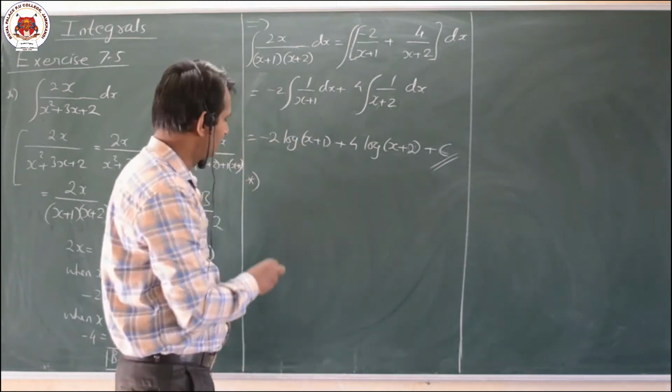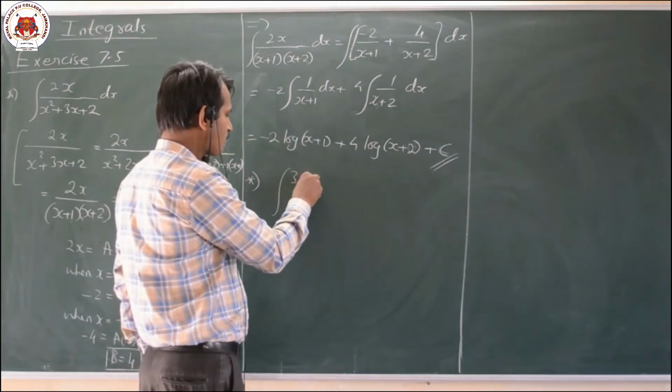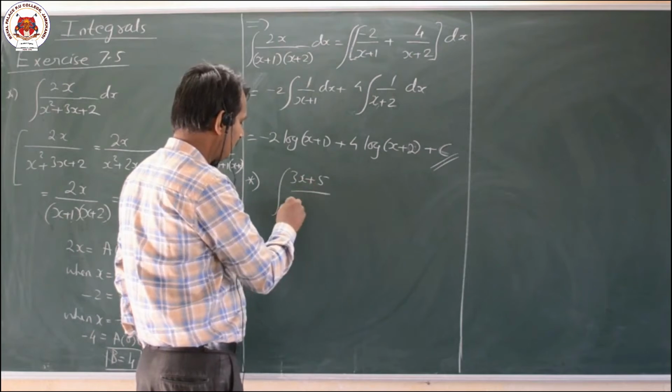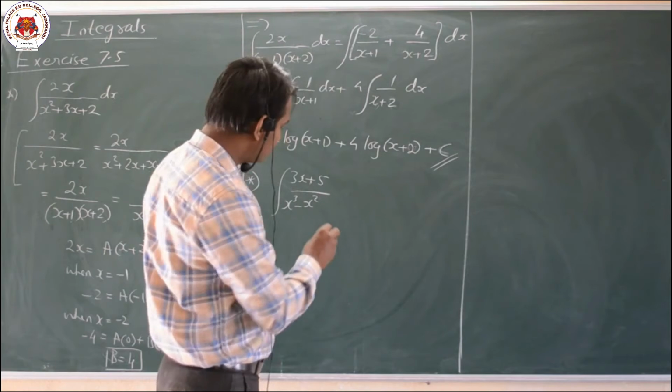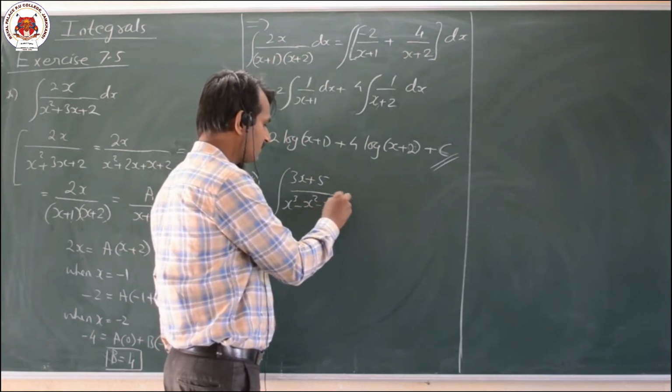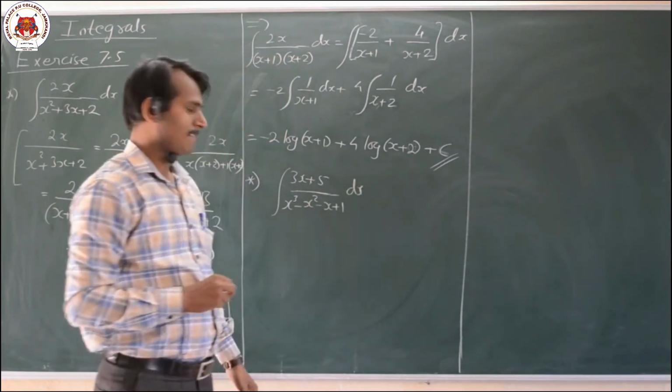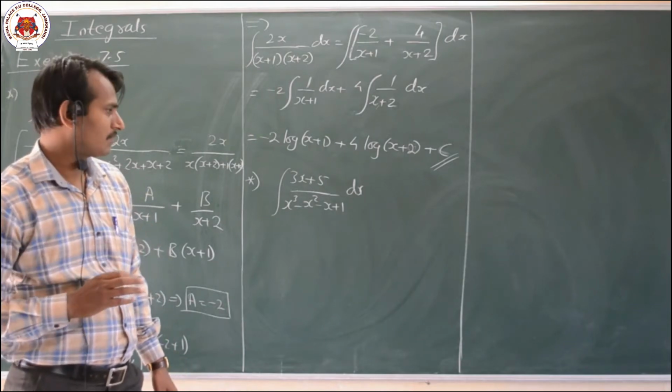The next problem is the integral of 3x plus 5 divided by x cube minus x square minus x plus 1 dx. It is a very simple problem here.